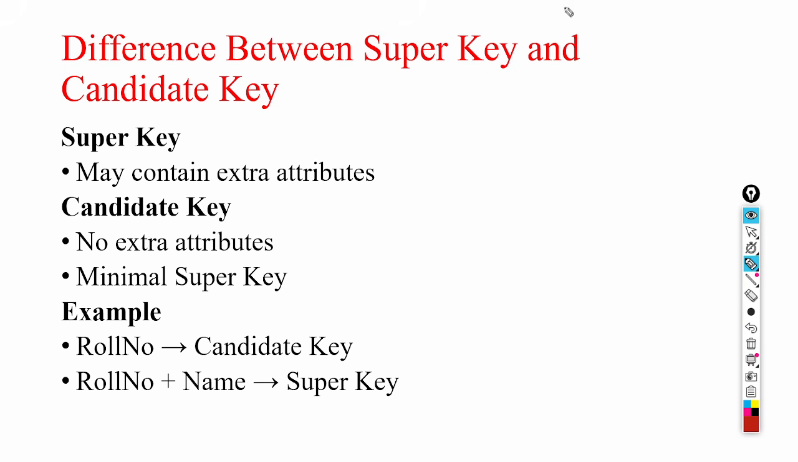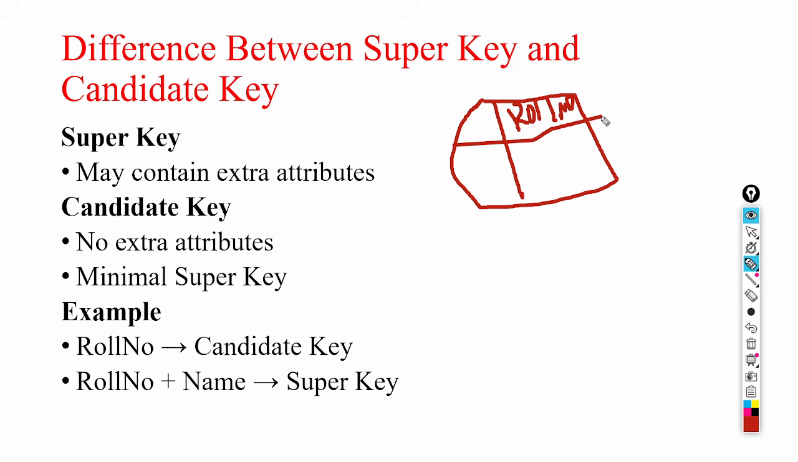There is a student table, and in that there is a roll number column. Here, roll number is the candidate key, and there is one more column, roll number plus name. So here roll number plus name is nothing but the super key.